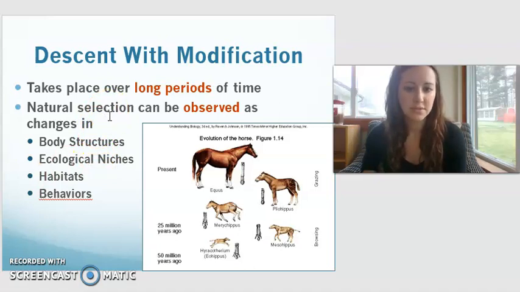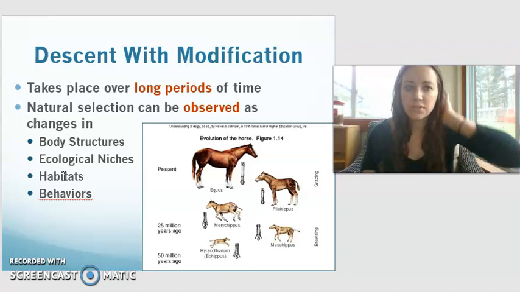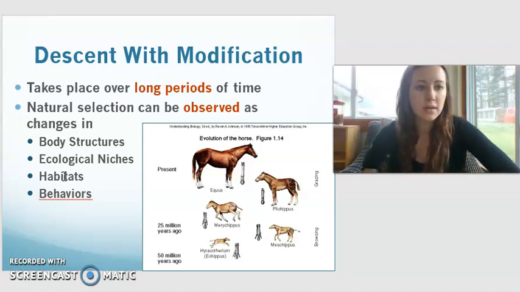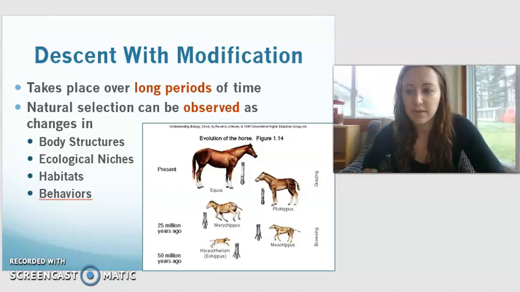We can look at natural selection. It's observed when we see changes in the body structures of different species, the niches that the different species live in, their habitats and behaviors. Natural selection can be observed in all those different things, because think of them like different traits, right? These behavioral patterns, habitats, or body structures are different traits, and depending on if an organism was more well suited for that environment or behavior, then they're going to survive and reproduce. This occurs over a really long period of time, like I said.